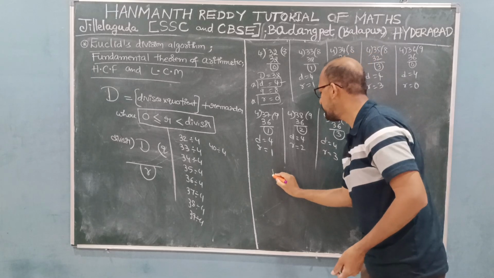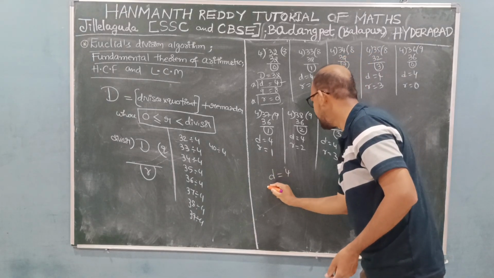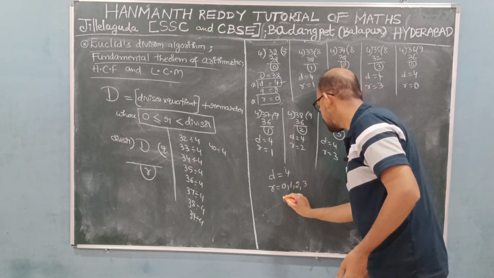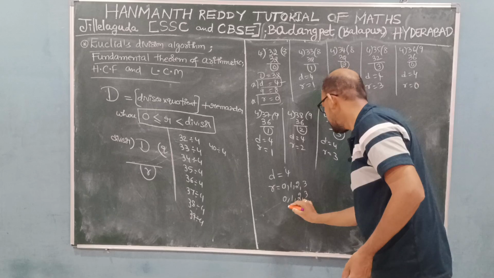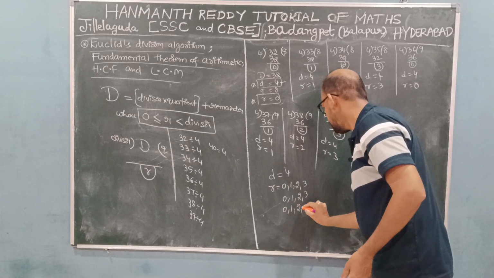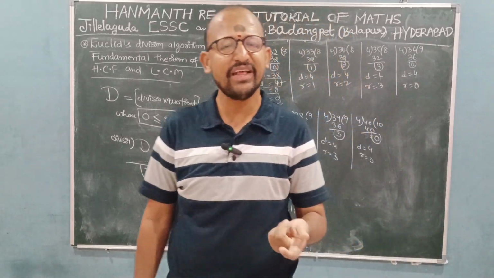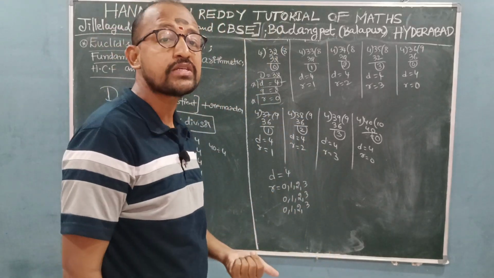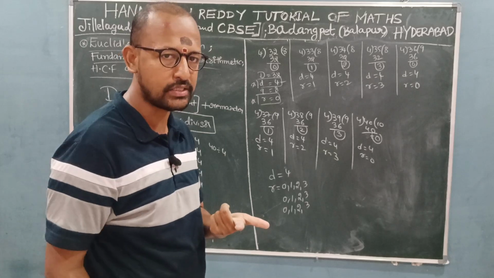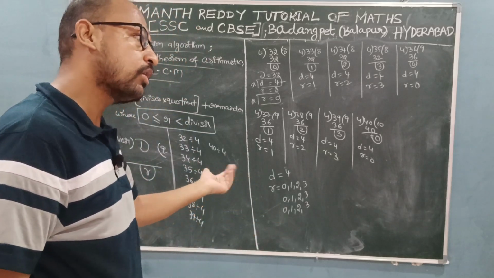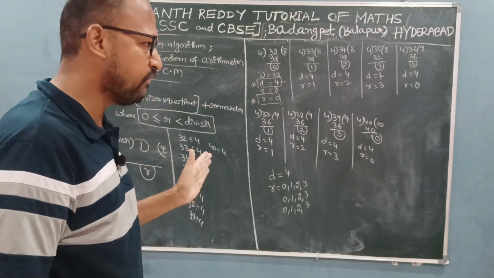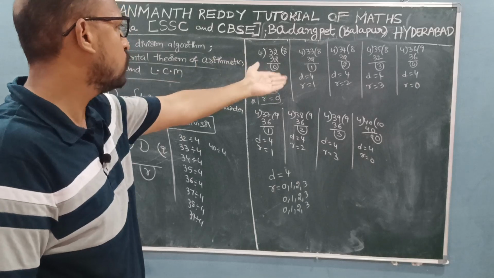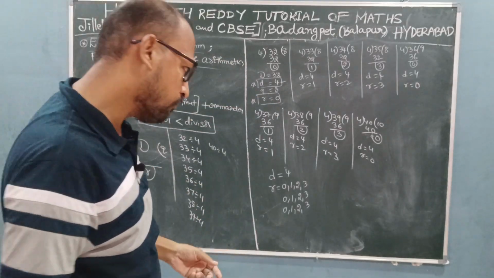Now observe very carefully. If the divisor is 4, the remainders we are observing are 0, 1, 2, 3. You can take any number as the dividend, but there are fixed, possible remainders. In each and every question, the remainders are from 0, 1, 2, 3.